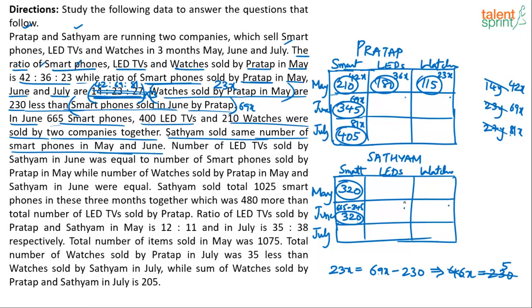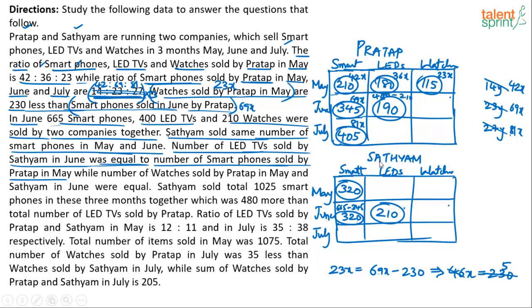Number of LED TVs sold by Satyam in June. So this value is equal to number of smartphones sold by Pratap in May. What is the smartphone sold by Pratap in May? Pratap smartphone May 210. So this should be 210. The moment I say this is 210, can I not say this is 190? Because total of TVs in June is 400. So if this is 210, which is equal to smartphones sold by Pratap in May, this should be 400 minus 210, which is 190. You getting it? 400 minus 210.